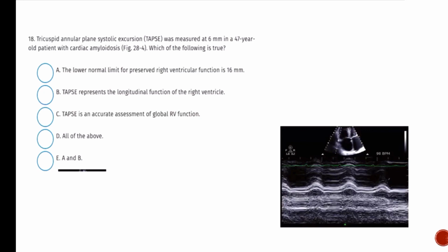So the lower normal limit for preserved right ventricular function is 16. True or false? True. Good. TAPSE represents longitudinal function of the RV. True or false? True. Good. TAPSE is an accurate assessment of global RV function. True or false? It's longitudinal function. We use it as a surrogate, but it doesn't necessarily always accurately depict that, right? So your answer is going to be A and B.